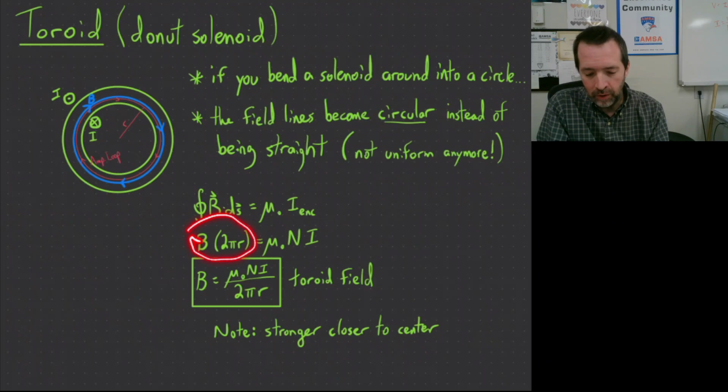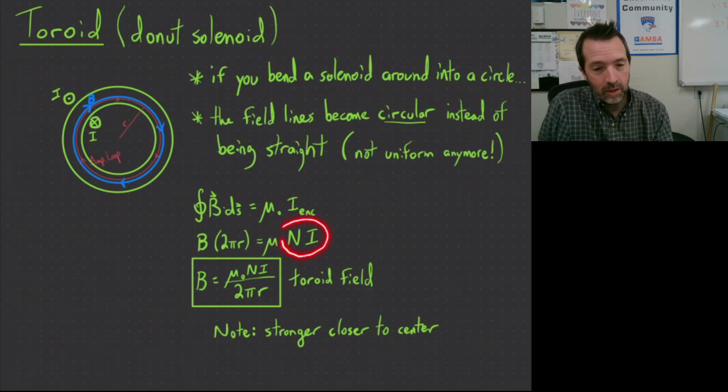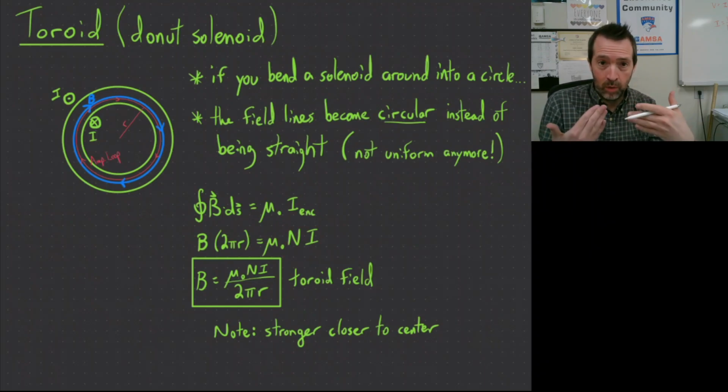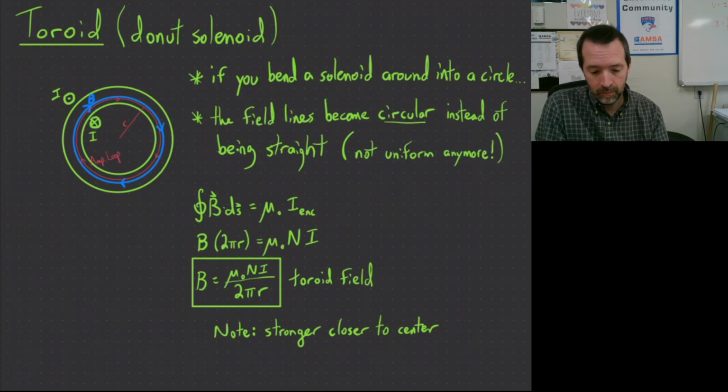And the enclosed current is the current of a single wire I times the total number of turns in the toroid, because I've encircled all of those outcoming wires. So every single wire in the toroid I've included. So I need the big N. Solve it for B. There's your magnetic field inside the toroid.